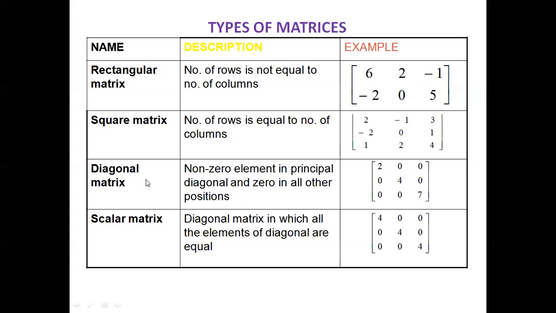Third one is a diagonal matrix. A diagonal matrix contains only diagonal entries, and the non-diagonal elements are equal to 0. So this is a diagonal matrix. Next is a scalar matrix. A scalar matrix is also like a diagonal matrix, but the diagonal entries of a scalar matrix are equal to a constant number, that is 4, 4, 4.